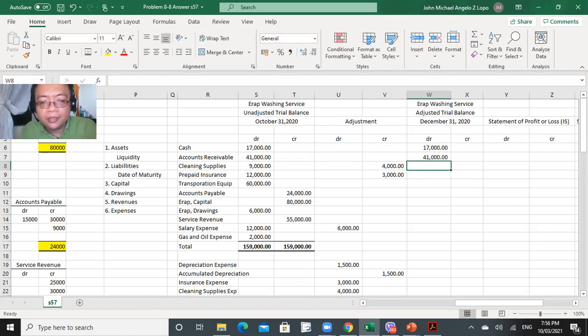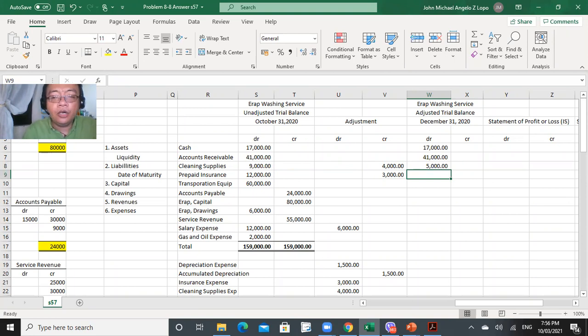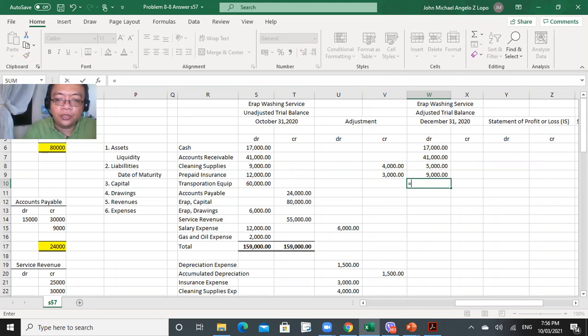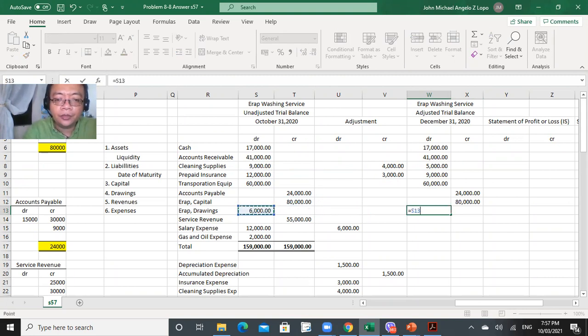In terms of the cleaning supplies, if it is debit and credit, we will minus. So it is still an asset account with a debit balance, 9,000 minus 4,000. Also prepaid insurance, 12 and 3, so 12 minus 3 is your prepaid insurance. What else? You also have 60,000, then accounts payable of 24. Next also your capital, your drawing, and your service revenue.